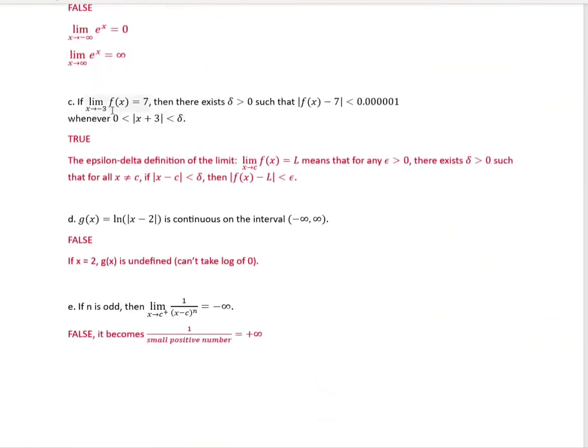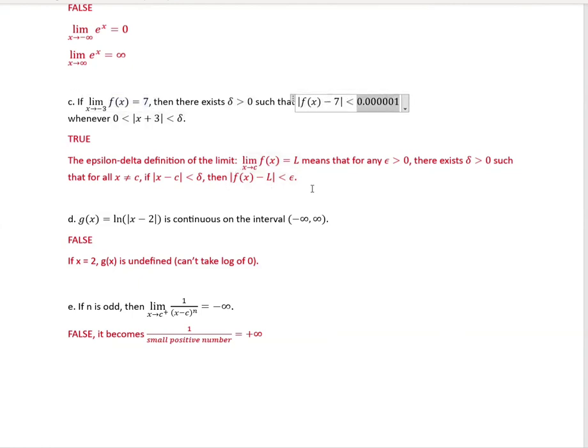C, if the limit as x approaches -3 of f of x is equal to 7, then there exists delta greater than 0 such that the absolute value of f of x minus 7 is less than 0.000001 whenever 0 is less than absolute value x plus 3, which is less than delta. This is true because this is just the epsilon delta definition of the limit. Okay, they don't give us the f, but they tell us that the limit exists because it is equal to 7. The limit exists. Then for sure there exists some delta such that this is the epsilon.